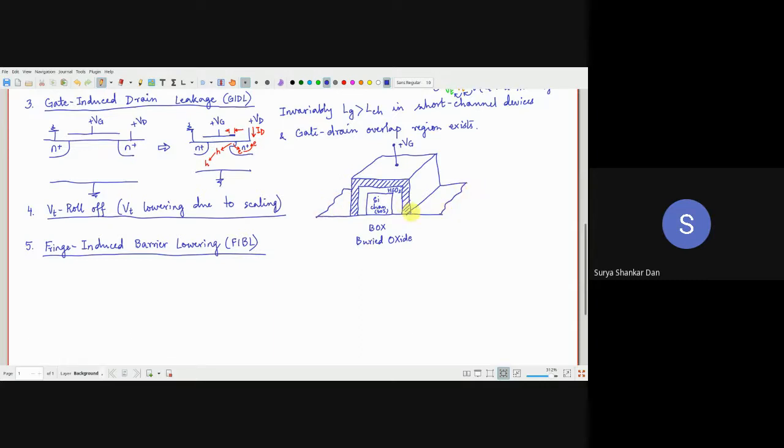Okay. Now let us understand. This is kind of the situation of a 3D. So how does gate control increase? Notice the gate control is increasing because previously this was only the channel, right? Controlled by the gate. Now the entire channel is right here. So the gate control will be increased. So we can even further go on reducing the channel length. So where is the channel length here? This is the channel length.